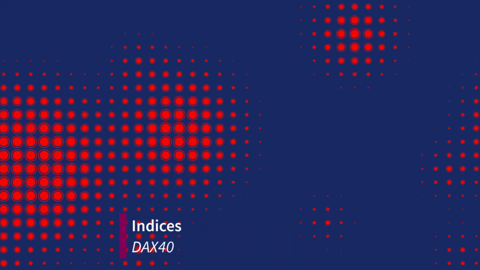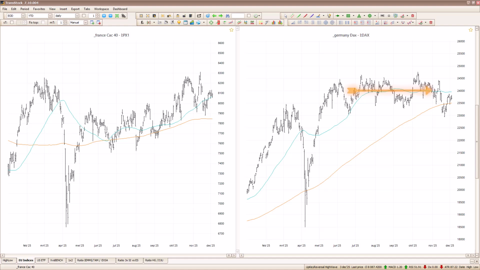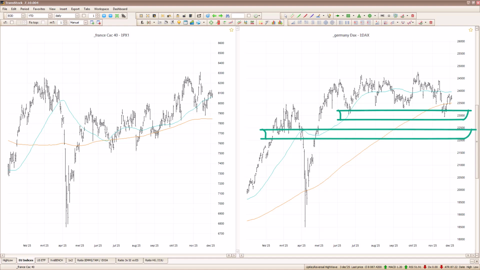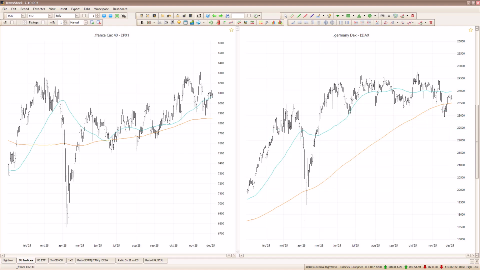The DAX. Sideways with minor downtrend. Support 23,000 and 22,250. Resistance all-time high at 24,500.